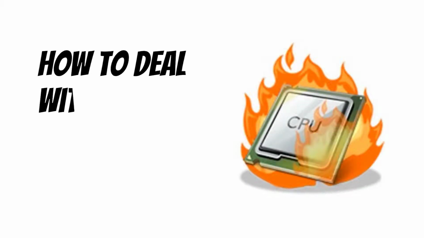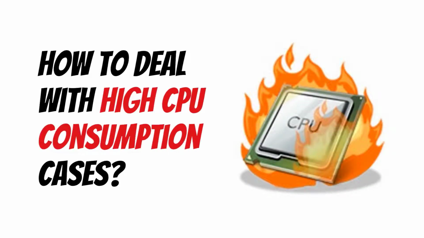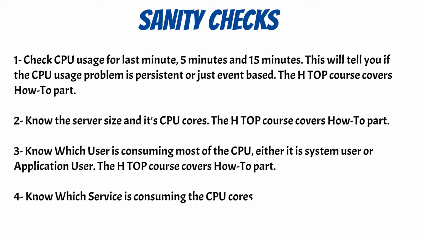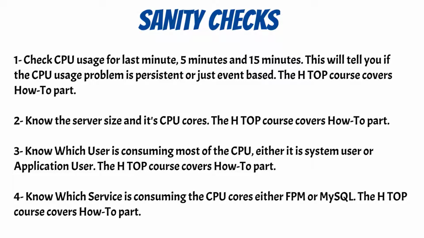In this tutorial, we are going to learn how to tackle high CPU usage cases. Before diving into details, we should know the basic sanity checks to start looking into high CPU cases. First basic sanity check is: check CPU usage for last minute, 5 minutes and 15 minutes. This will tell you if the CPU usage problem is persistent or just event-based.